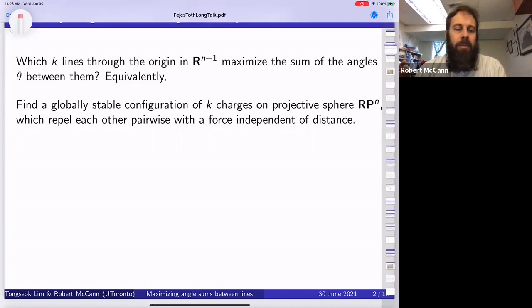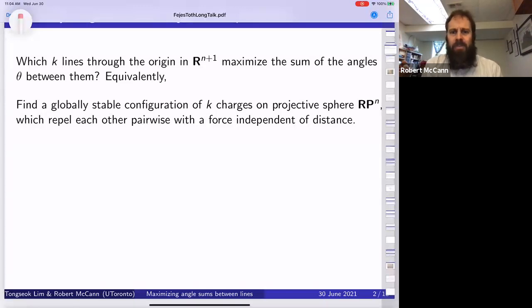So the problem that I'm going to talk about is, if you have two lines in Rn and you want to maximize the sum of the angles between them, the best thing you can do is make them orthogonal. If you have three lines in the plane, you get a little bit stuck, because the third line you put in can't be orthogonal to the first two. But in R3, you can have three lines that are all mutually orthogonal, but if you put in a fourth line, you get stuck again. So when the number of lines is larger than dimension plus 1, it's not so clear what configuration of lines is going to minimize the sum of the angles.